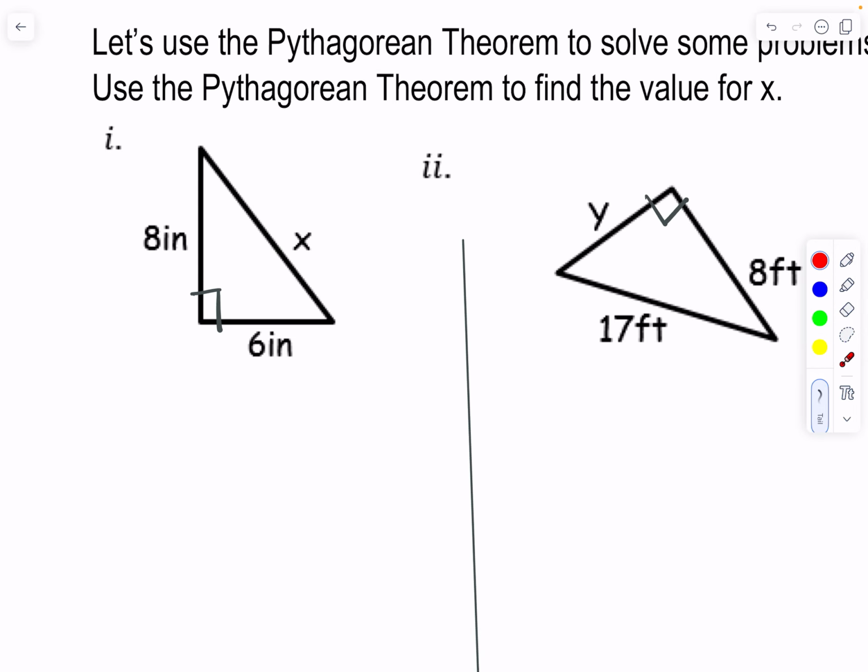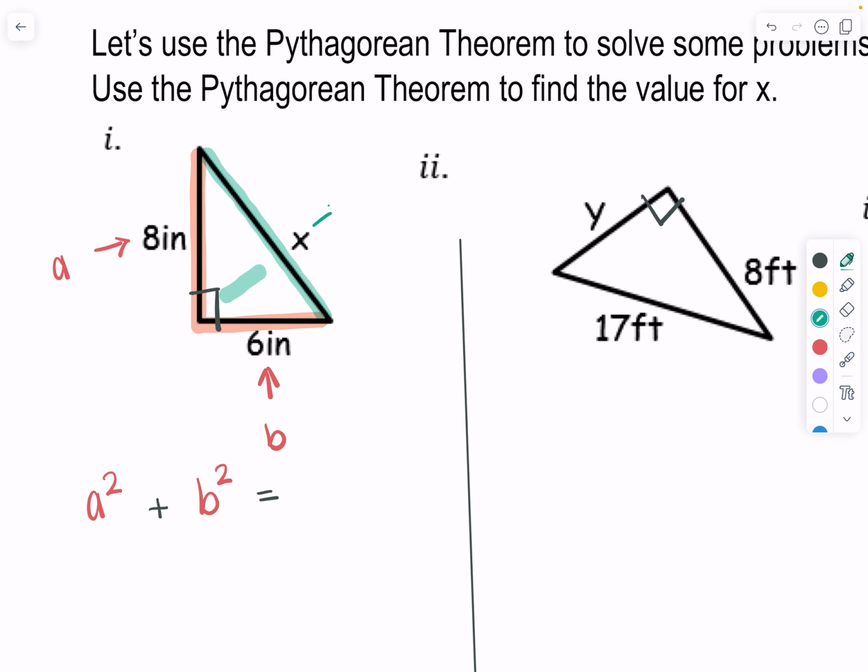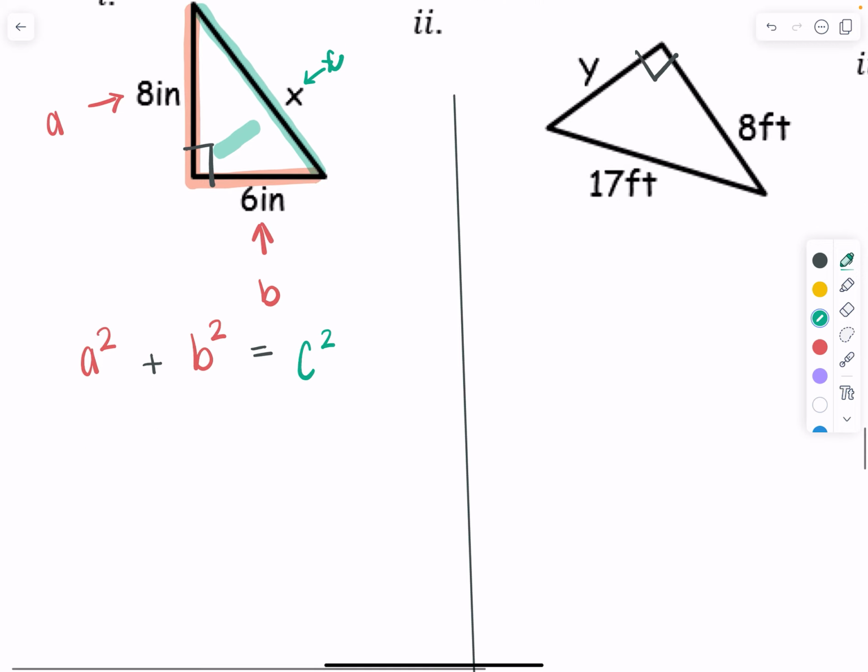So I've got my triangle, 8 inches by 6 inches by X inches. A and B have to be the legs. The legs are the 2 sides that make up the right angle. Doesn't matter which one you call it. I'll just say this one's A, this one's B. So the Pythagorean theorem, A squared plus B squared equals C squared, and C is always going to be the side across from the right angle.